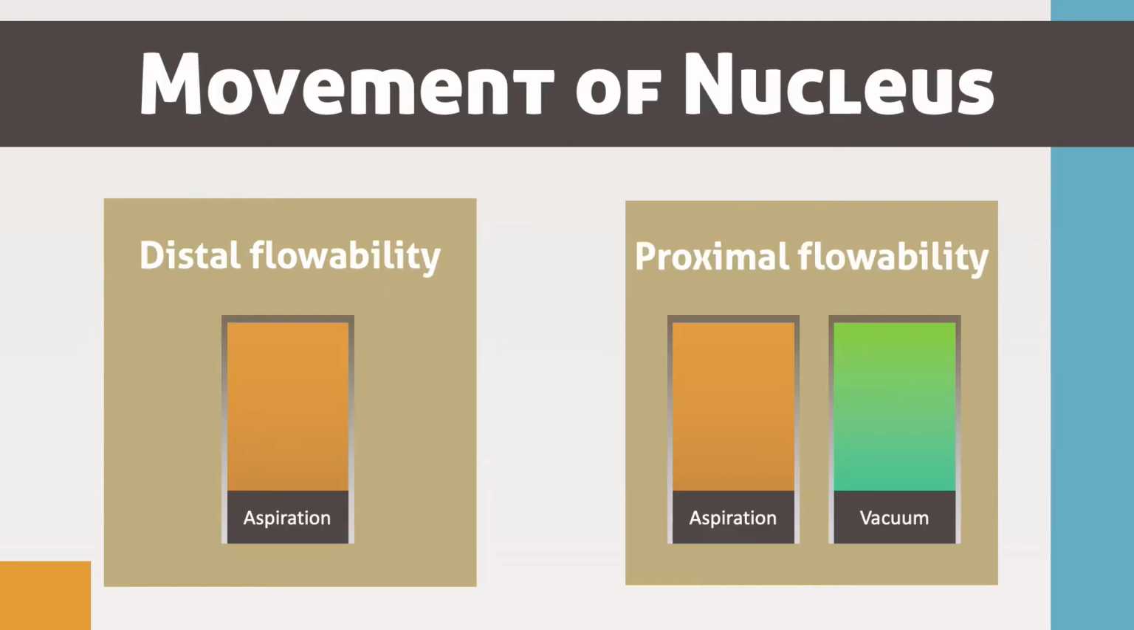We have two types of flowability, distal and proximal. From its name, the distal flowability means the flowability of the nucleus when it is far from the phacotip. However, the proximal flowability occurs when the nucleus is very close to the phacotip.